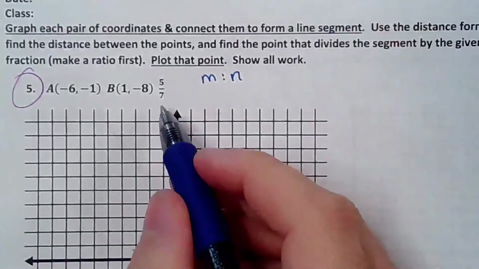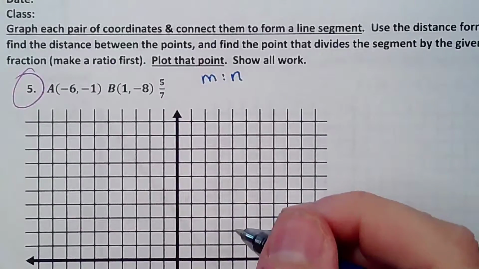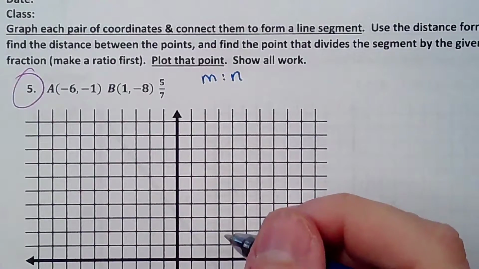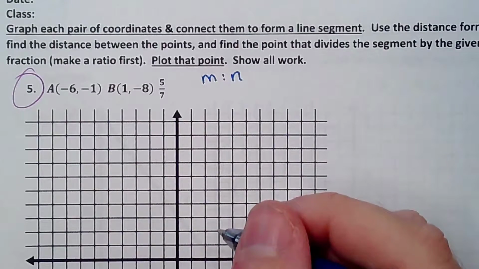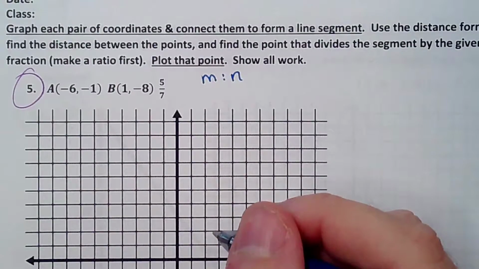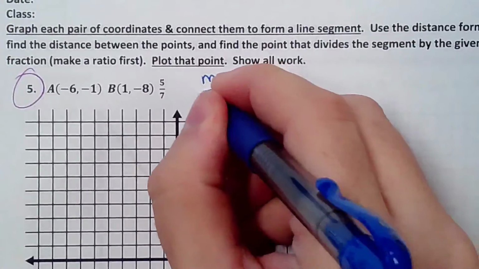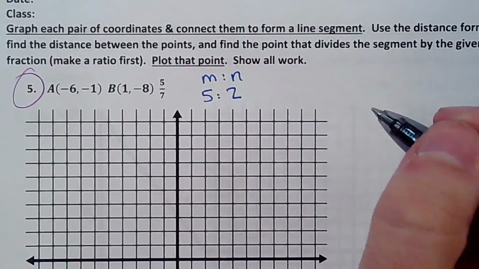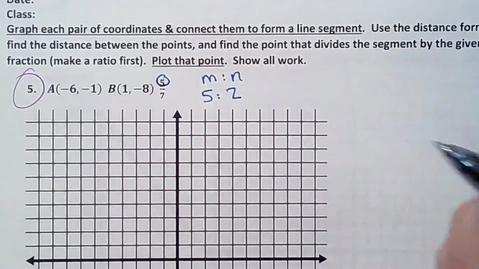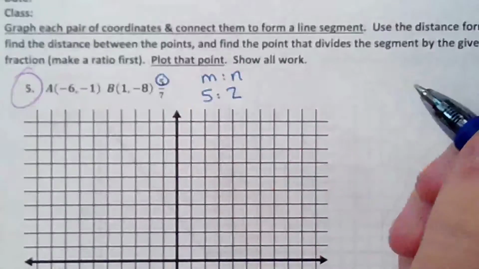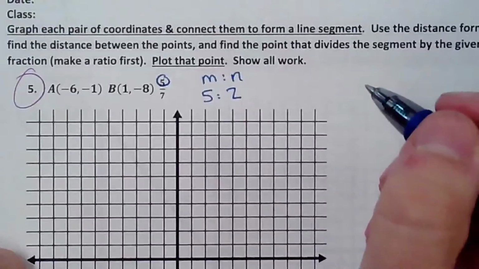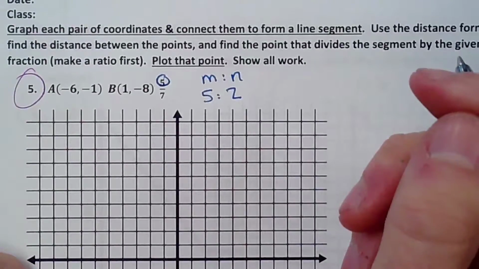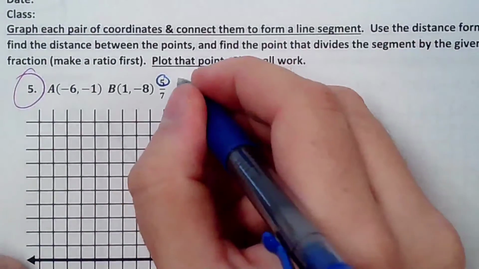So they give us a fraction of 5/7. What's the ratio we're talking about? It's not 5/7. It's 5 to 2. Now, how did you know that? Because the 5 comes from here, and the 2 comes from what's left over. If I have 5/7, how many 7s are left over? 2 more 7s, right?